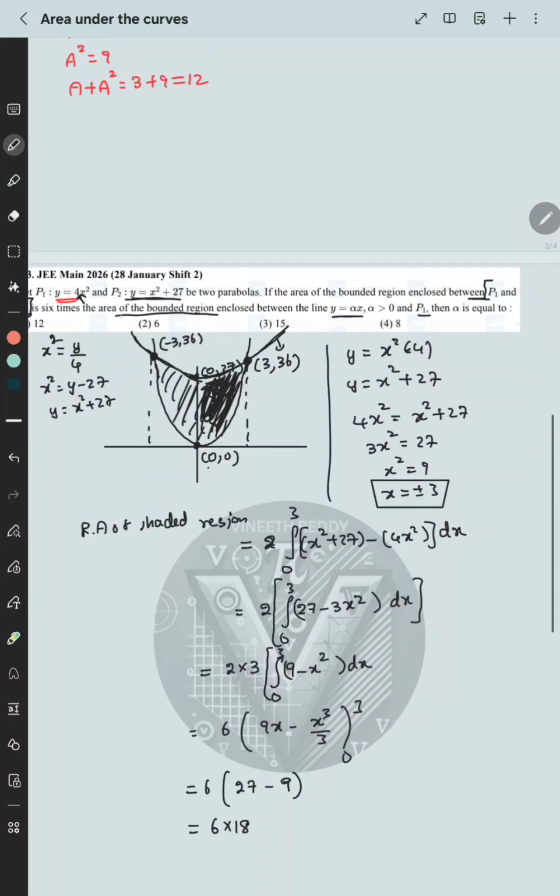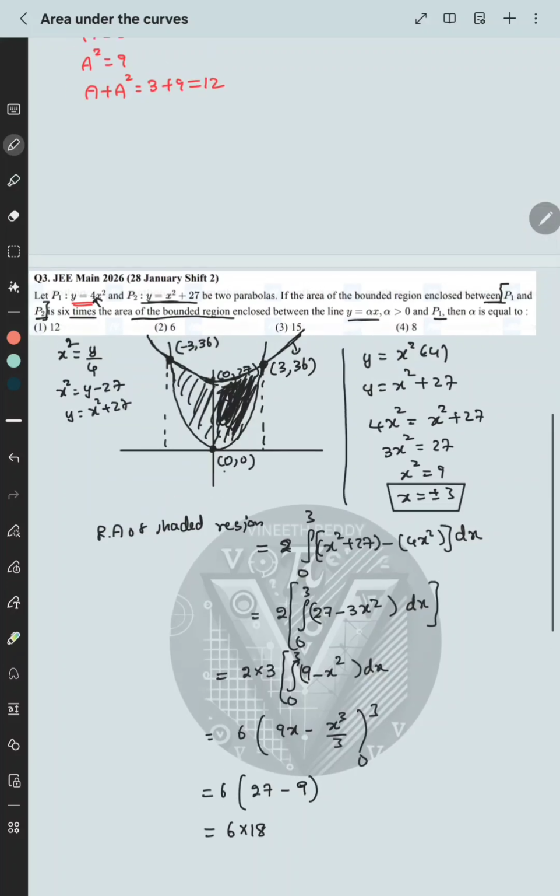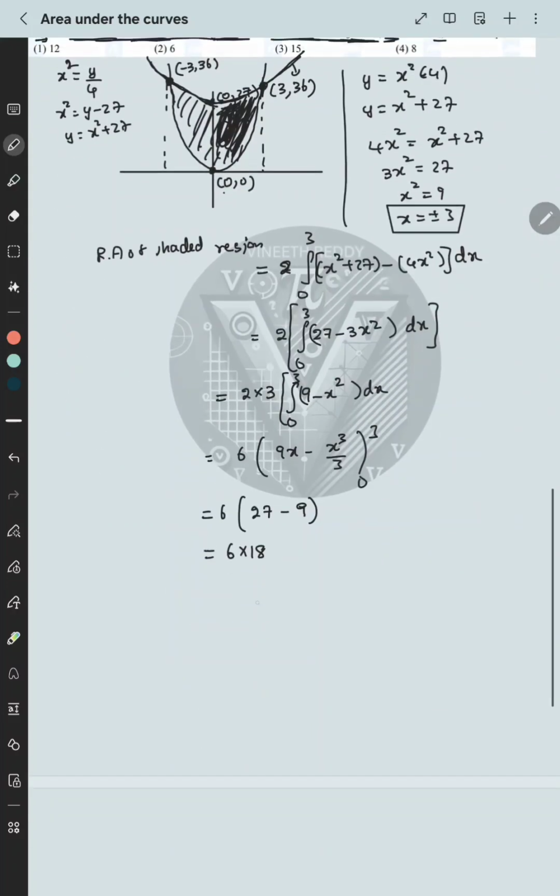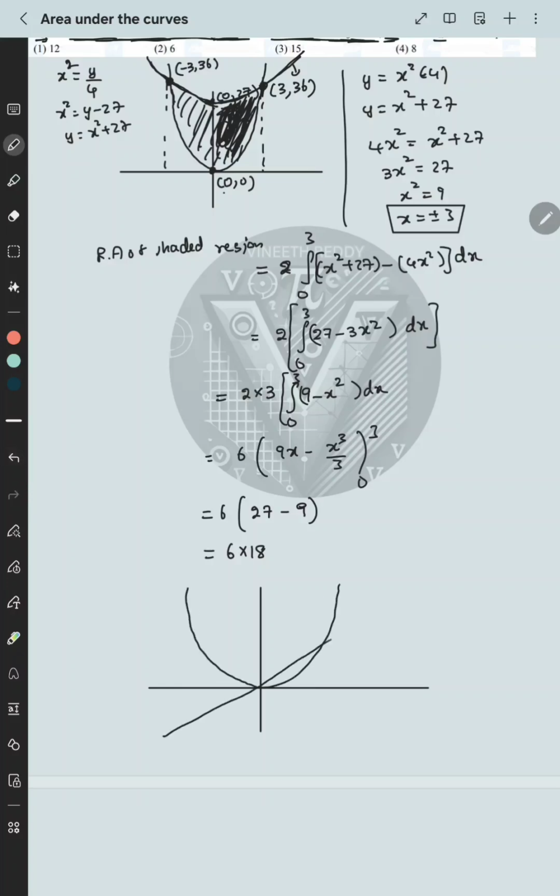अच्छा, अभी क्या बोल रहा है? Now this area is 6 times the area of the bounded region enclosed between the line y is equals to alpha x. अच्छा, alpha is greater than 0 and P1. मतलब वापस डायग्राम ड्रॉ करते हैं। P1 तो ऐसा हो गया, right? Something like this, and y is equals to alpha x is something like this, right? Okay, something like this, right?